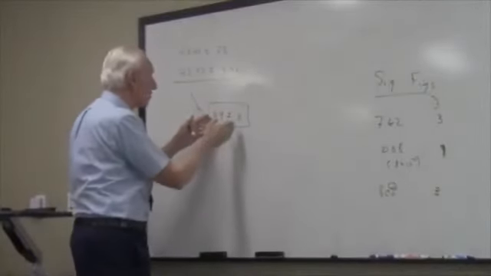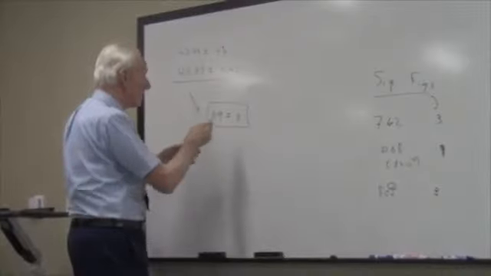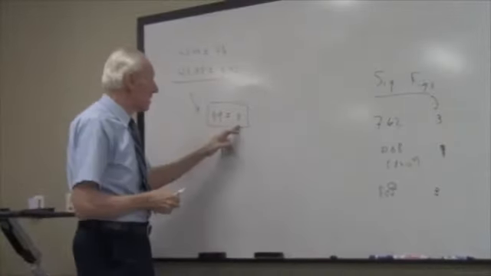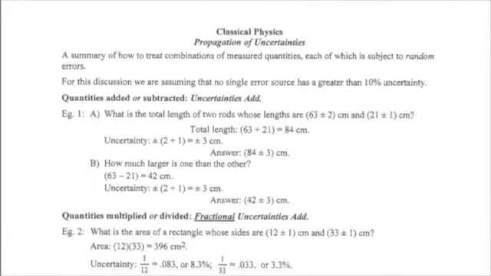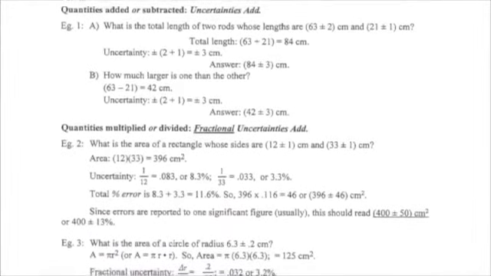The decimal place of the last digit has to be the same for the error and the number. You will have a handout that explains all this and gives you some examples. It's called the Propagation of Errors handout.